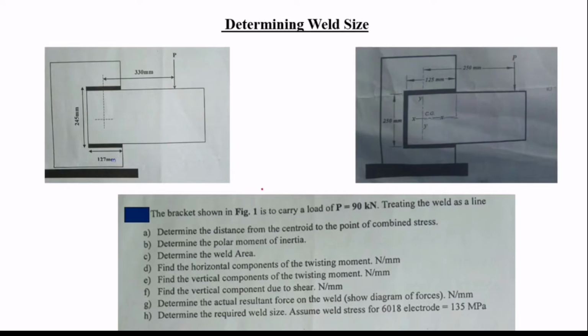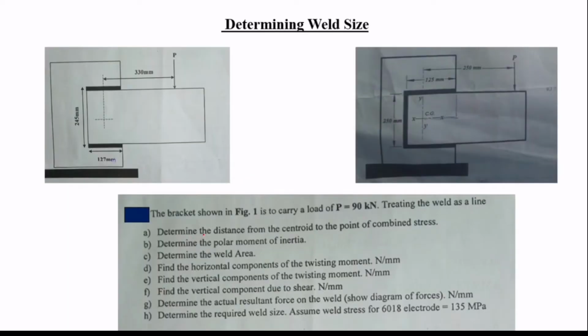I encourage you to pause the video and write the questions down so that you can go with me while I'm explaining. So let's go to the question. The bracket shown in figure 1, both of them are figure 1, is to carry a load P of 90 kilonewton, treating the weld as a line. That means we are going to apply it when finding the weld area. That is where we are going to apply that. So let's get into it.